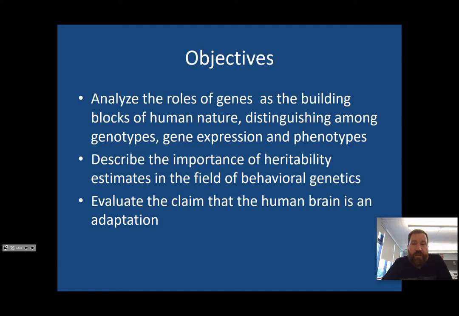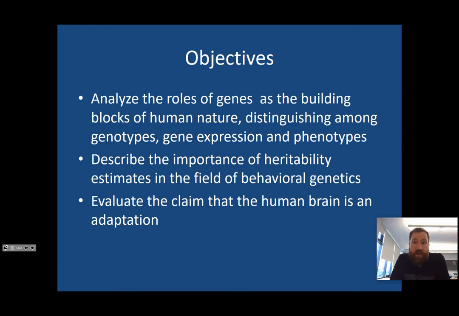So a couple of objectives here. We're going to talk about the different parts of the gene and phenotype and genotype and all of those things, and how gene expression works. We're going to talk about how that's related to the nature-nurture debate. We're also going to talk about heritability, which is the most difficult concept in psychology to understand. That's one we'll go over in this video, but we're going to spend more time in class talking about it. And then we'll talk about whether or not the brain is an adaptation. Adaptive meaning good for our evolutionary survival.